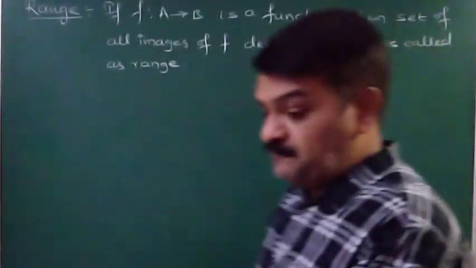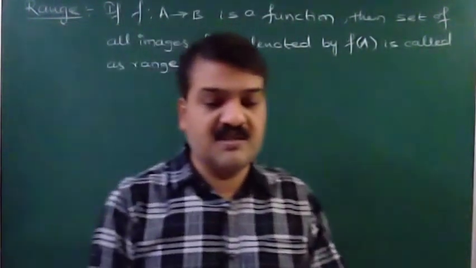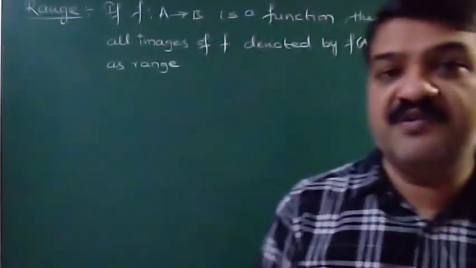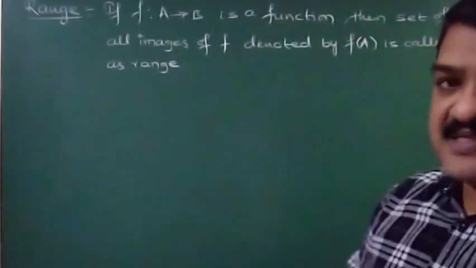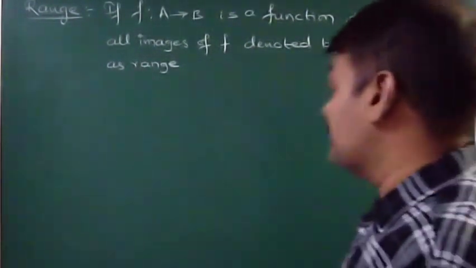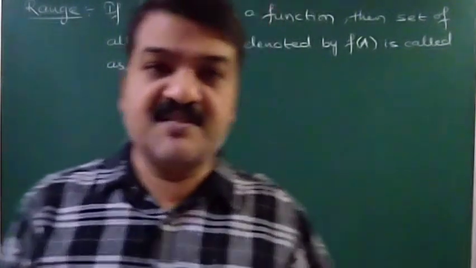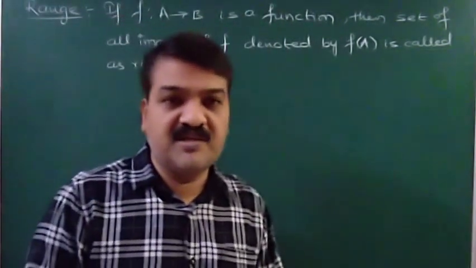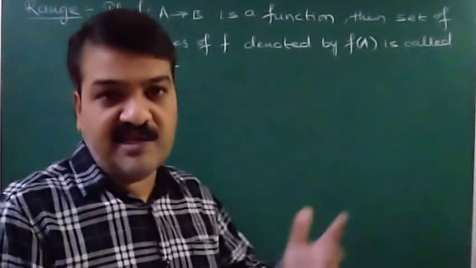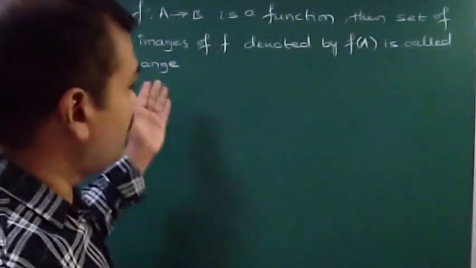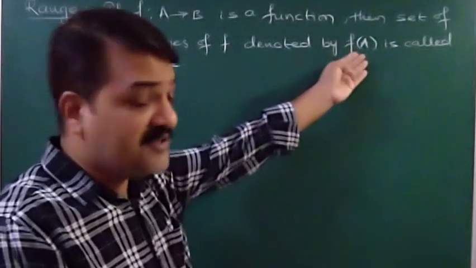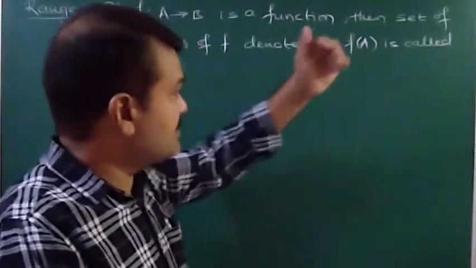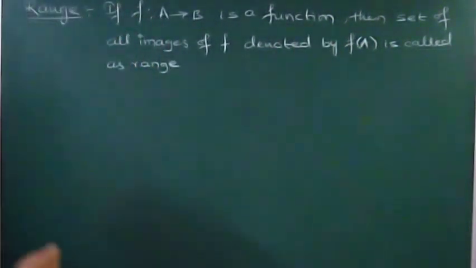Hi students. So today we are going to discuss the range of a function. So we have the definition here. If f maps A to B is a function, the set of all images or set of all output values of the function is called the range. If A is the domain, then f of A is the symbol we use to represent the range of a function.